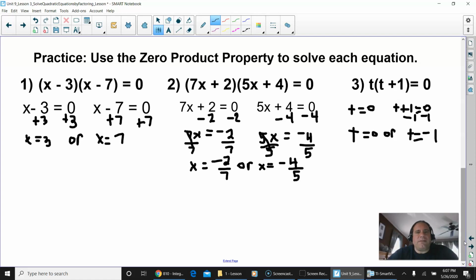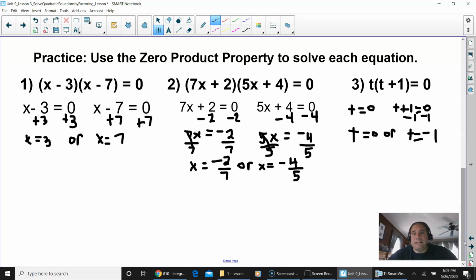For the second one, 7x plus 2 times 5x plus 4, you subtract 2 on both sides. You get 7x equals negative 2. You divide by 7 on both sides. You get x equals negative 2 over 7. 5x plus 4 equals 0. You subtract 4 on both sides. You divide by 5 on both sides. You get x equals negative 4 over 5. And those are your roots.